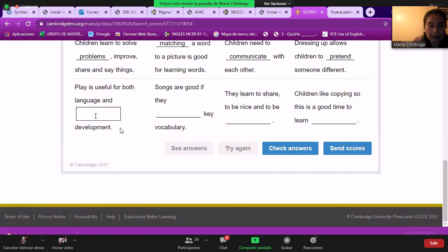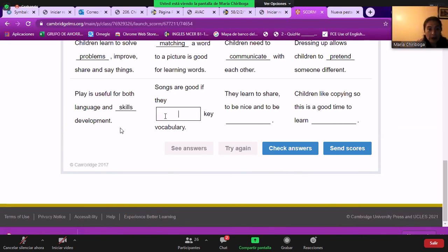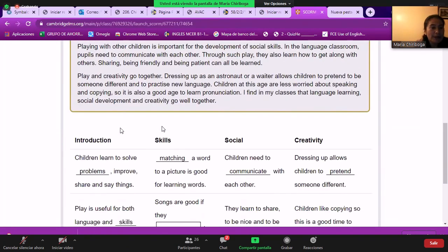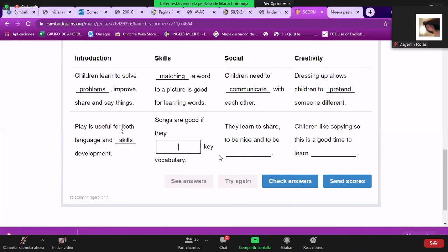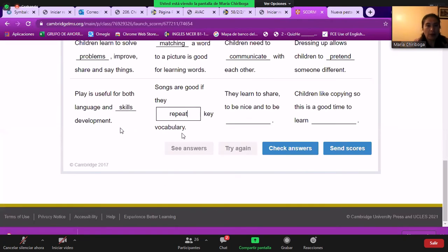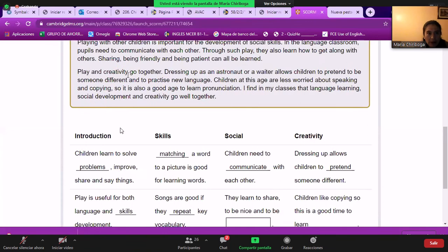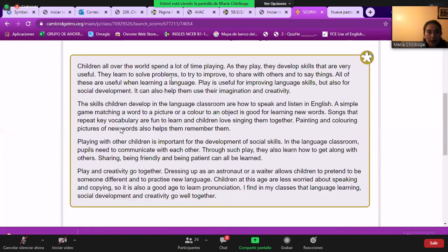Okay, let's see, if skills. Skills, development. Songs are good if they repeat vocabulary. Repeat, please. Okay, if they repeat, let's put your idea. Songs are good if they repeat vocabulary. They learn to share, to be nice, and to be... You can remember, they learn to share. I remember, they learn to solve problems.